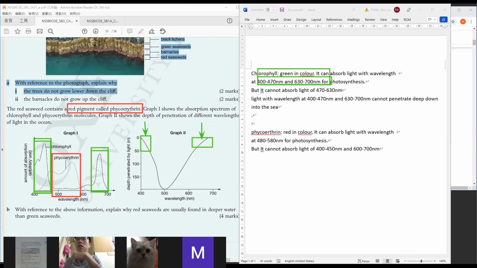For example, this is 0, the sea surface, on the top. But these two types of light can only penetrate around 30 to 40 meters deep down to the sea. They cannot penetrate very, very deep down to the sea.